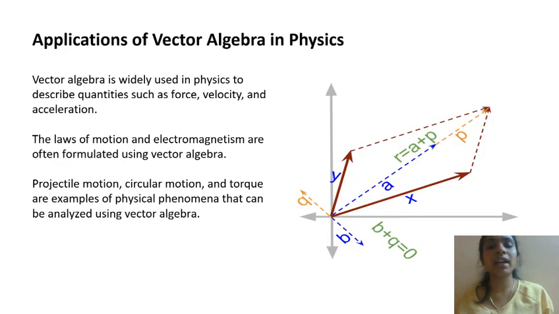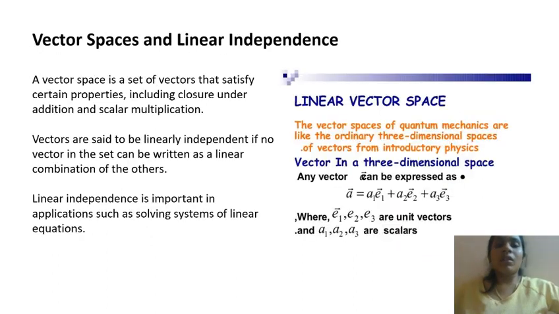Applications of vector algebra in mathematics. Vector algebra is widely used in mathematics to describe quantities such as force, velocity, and acceleration. The laws of motion and electromagnetism are often formulated using vector algebra. Projectile motion, circular motion, and torque are examples of physical phenomena that can be analyzed using vector algebra.